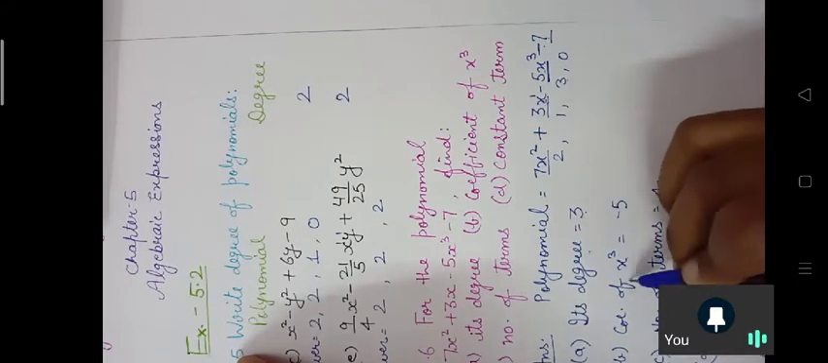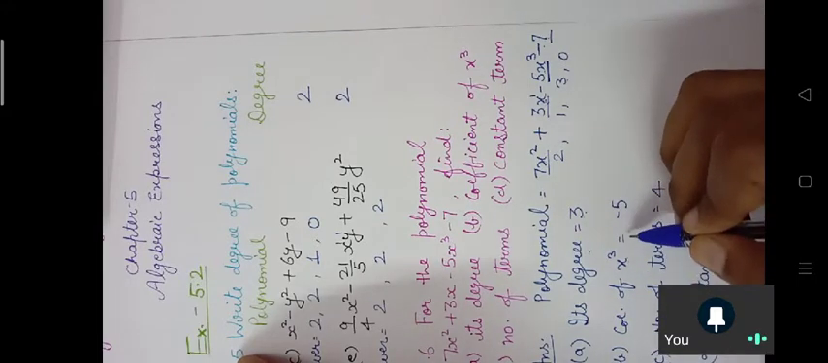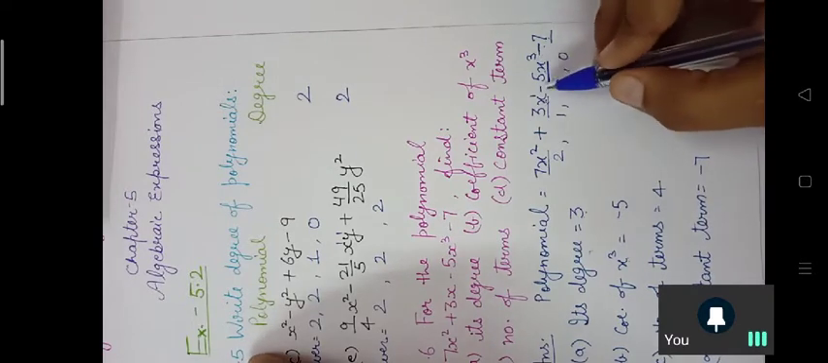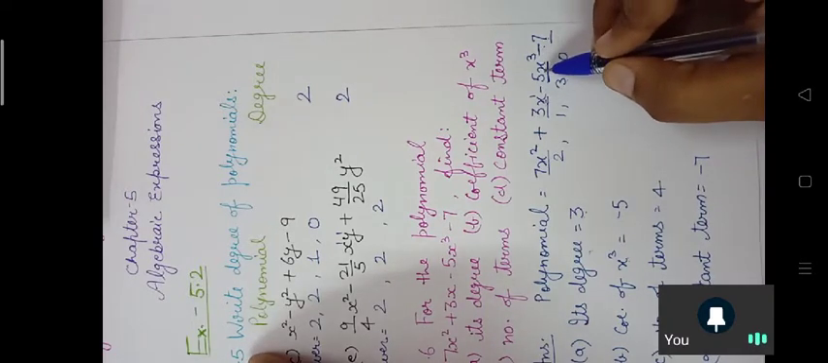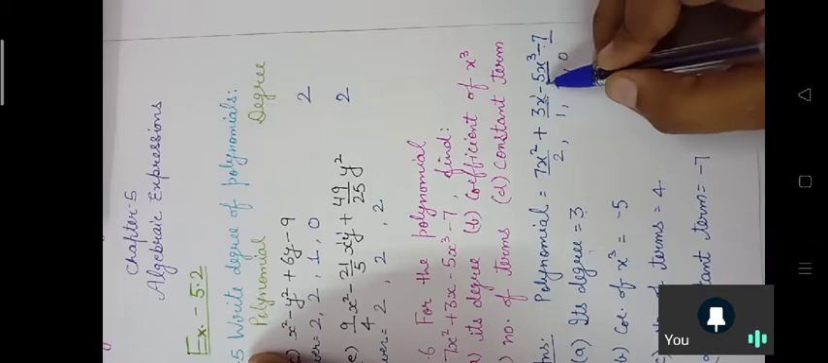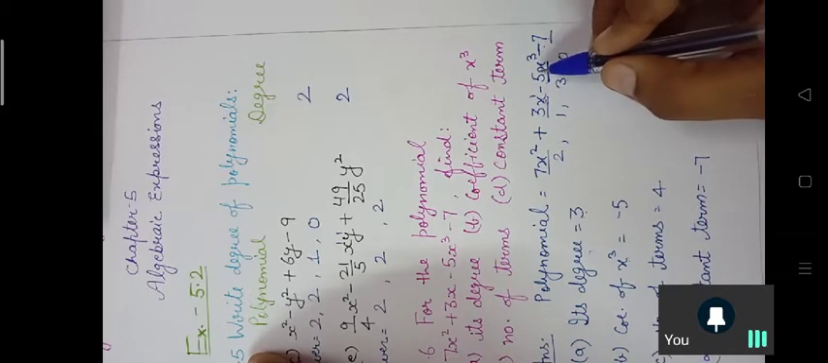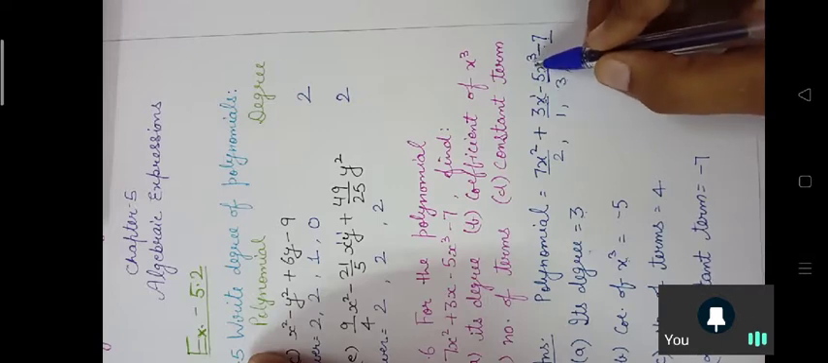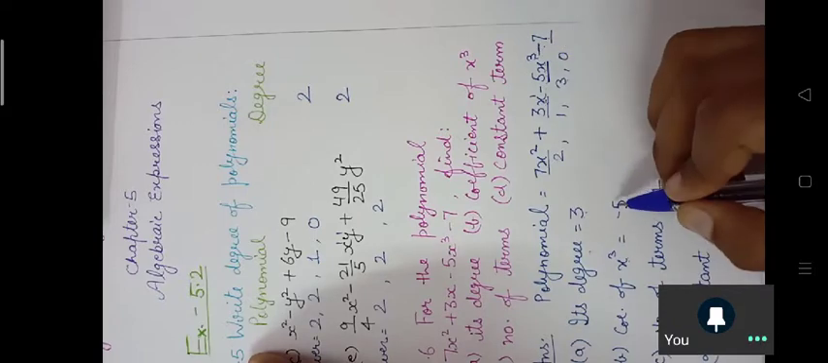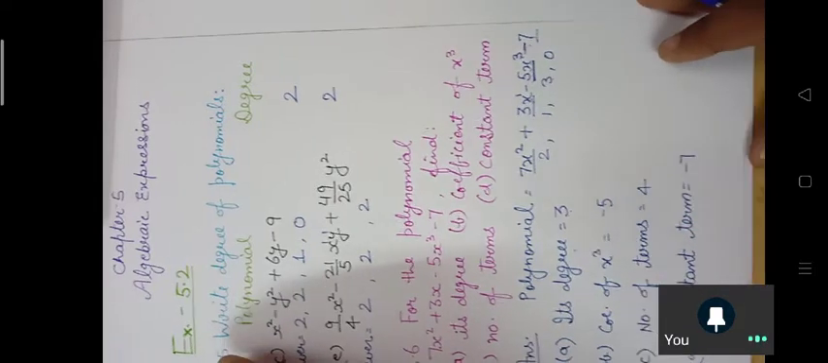B part, the coefficient of x cube is equal to -5. How does it come? In the third term you can see x cube. You have to write its coefficient, and I told you the coefficient is that factor which is getting multiplied. Whatever is getting multiplied with x cube in this term will be the coefficient. -5 is getting multiplied with x cube, so -5 will be the coefficient of x cube.